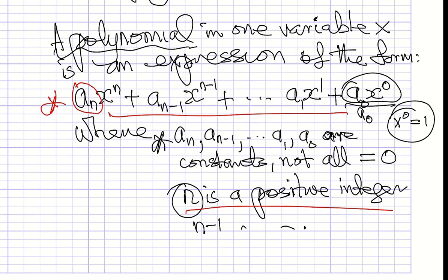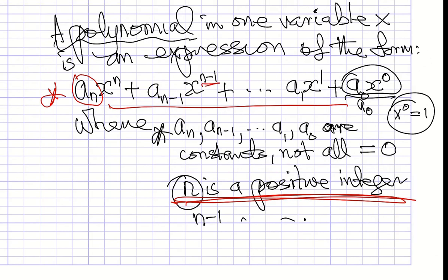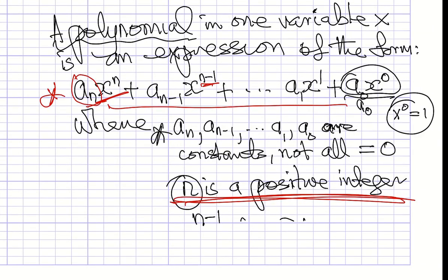But notice this too. It says this has to be positive. That means it cannot be negative. You can't have a negative power. Don't let that confuse you. It starts here, then it decreases, okay? So the power on x has to be positive. Cannot be negative. You can't have a negative exponent. That's all that means.